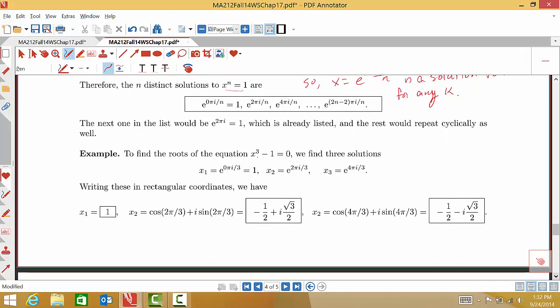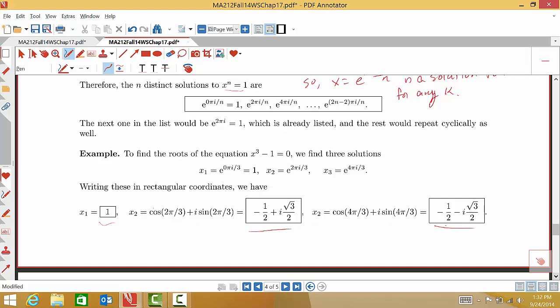So for example, the cube roots of unity are the solutions to x cubed minus 1 equals 0. Those solutions are e to the 0 pi i over 3, e to the 2 pi i over 3, and e to the 4 pi i over 3. We can write those out in rectangular coordinates using Euler's formula as such, and that's it.